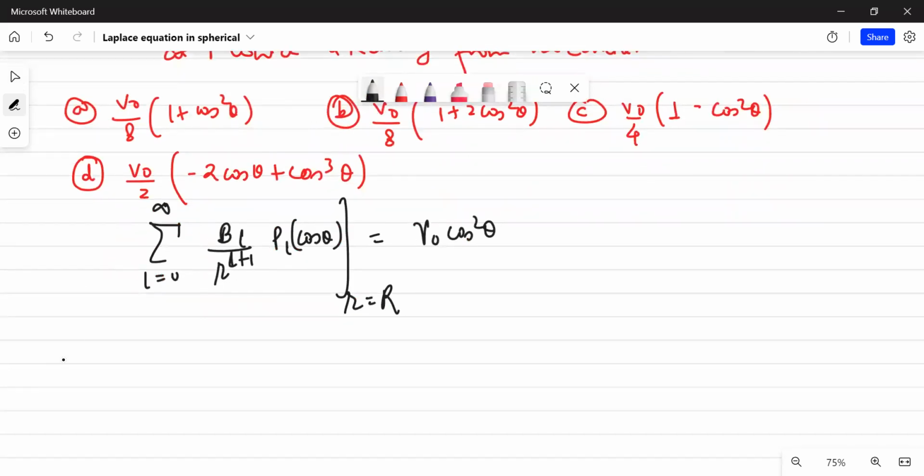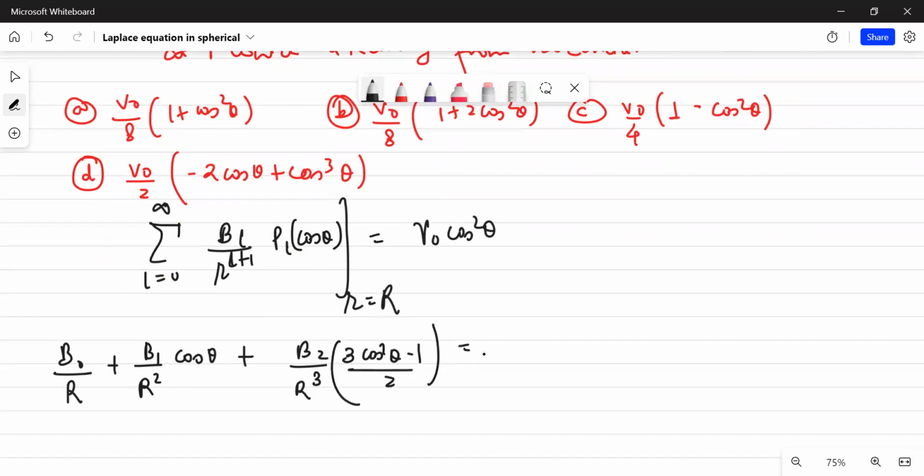So start करते हैं B naught, and then this will be P naught. So I think B naught upon r would be there. Then there would be some B1 upon r square, P1 cos theta, which is simply cos theta. Then you have this B2 upon r cube, and P2 is 3 cos square theta minus 1 upon 2. Is that clear? And this is equal to V naught cos square theta.